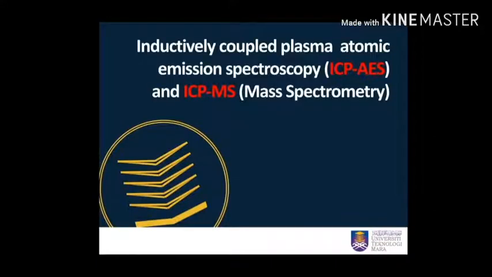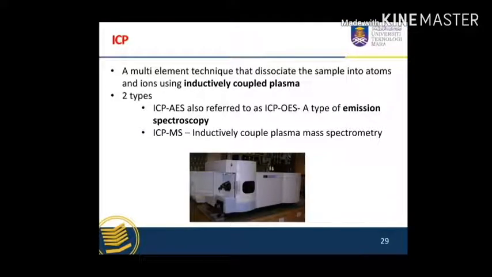Alright, we proceed with inductively coupled plasma atomic emission spectroscopy and inductively coupled plasma mass spectrometry. Okay, there are two types of ICP. The first one is AES. AES refers to the concept of atomic emission spectroscopy. Meanwhile, ICP-MS refers to mass spectrometry. So actually, ICP is a multi-element technique that dissociates the sample into atoms and ions using inductively coupled plasma.